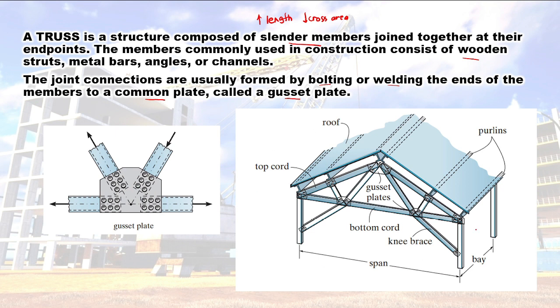So we have the parts of a truss here. We have the base, span, knee brace, bottom chord. You have the gusset plate. You have the roof, the top chord. You have the bottom chord. And lastly, you have the purlin. So these are just the parts of our roof truss.